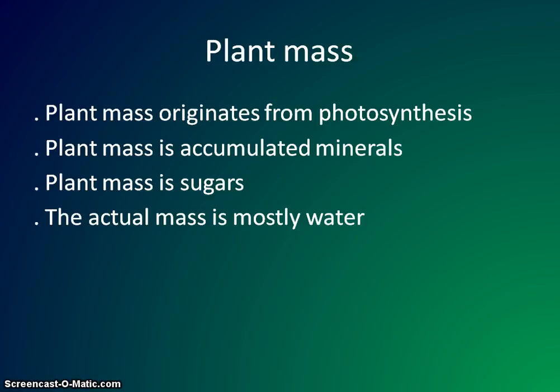Eventually, the plant mass is accumulated minerals, but it's mostly water. It doesn't need too much minerals, but it does need a lot of nitrogen, phosphorus, and potassium. Those are the three main minerals that a plant mass is made out of. And what you have with glucose is sugars. But mostly the plant is water. If you've ever seen a dried up plant, it's extremely thin, and it's not what you think a plant would look like without water, but they're very, very reliant on water for their mass.